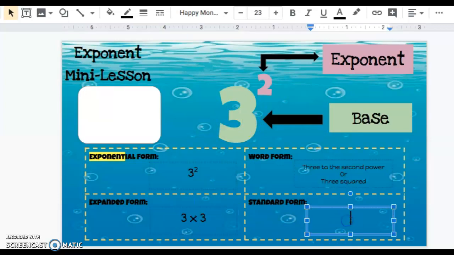Okay? And your standard form is just a fancy way of saying your answer. So your answer of 3 squared or 3 to the second power is the answer to whatever 3 times 3 is. So 3 times 3 is 9.